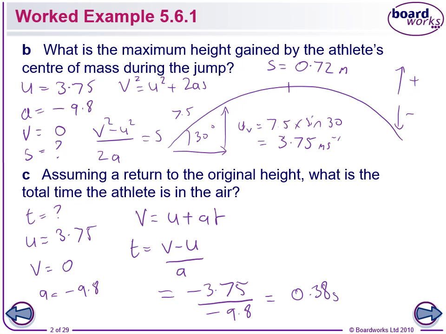So, my rounding's a bit off now, but if we multiply that by 2, so t total is equal to 2 times 0.38, and depending on how you round, or if you've left it on the calculator, you'll either get 0.77 or 0.76. Okay, common sense test. Think about the long jumpers you've seen on TV. It makes sense they're in the air for about 3/4 of a second. Makes sense to me. That sounds reasonable.